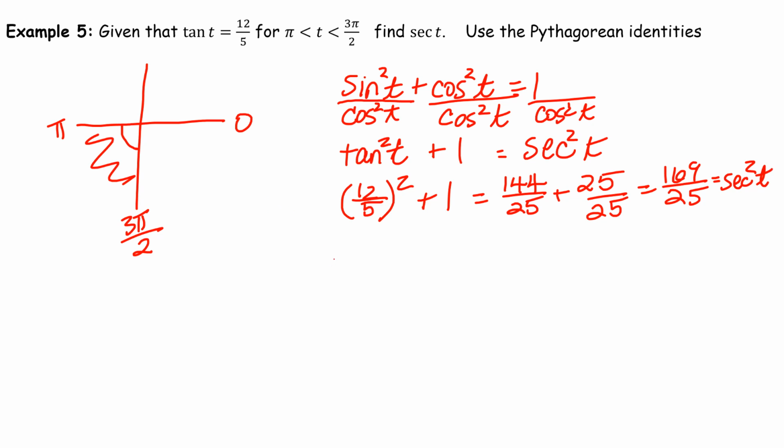So if I take the square root of that, I'm going to get 13 over 5 is equal to secant t. But I know I'm in the third quadrant where secant is negative, so I need to make this negative.